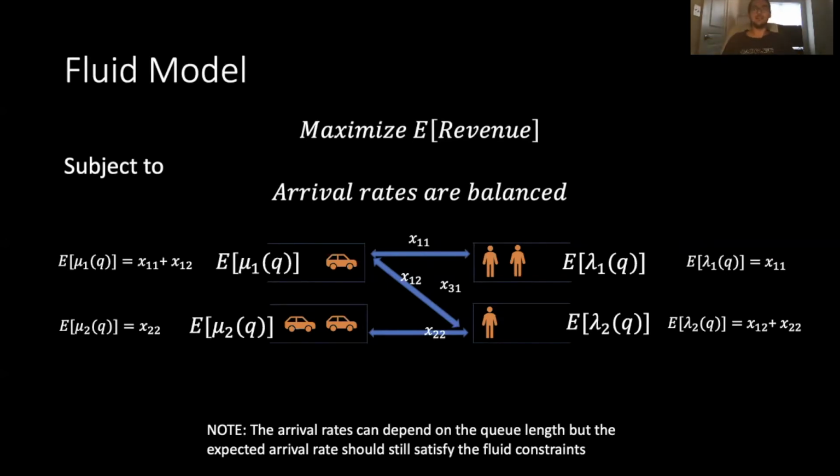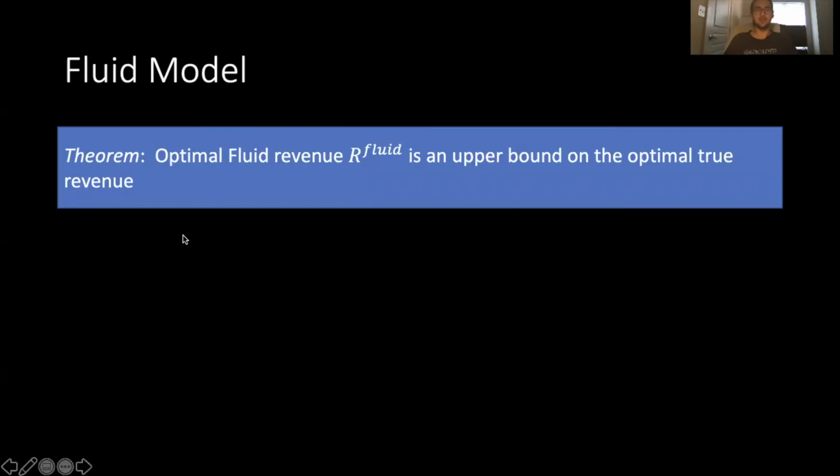Note that the arrival rates can depend on the queue length, but the expected arrival rate should still satisfy the fluid constraints. It is very intuitive to see that the arrival rates are balanced constraints are necessary condition for stability. Otherwise, the water will keep clogging up somewhere and the system will become non-stable. You can make this intuition rigorous by proving this following theorem. You can show that the optimal fluid revenue, which is denoted by R fluid, which is the solution of the fluid model, is an upper bound on the optimal true revenue under any pricing and matching policy such that the system is stable.